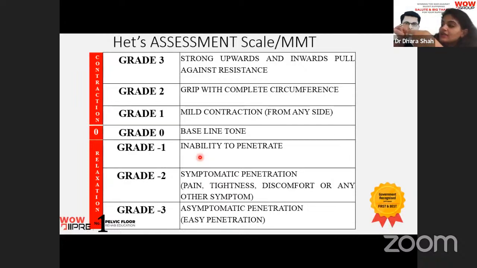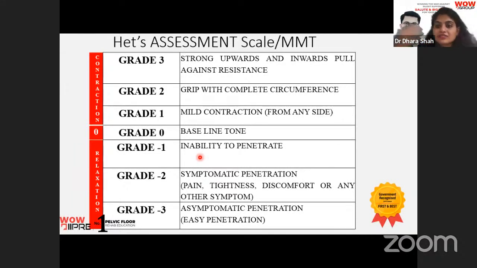So -1 means inability to penetrate, no penetration at all. -2 means a symptomatic penetration. It can be pain, tightness, discomfort, or any other symptoms which do not give you an easy penetration. And -3 is an easy or asymptomatic penetration.